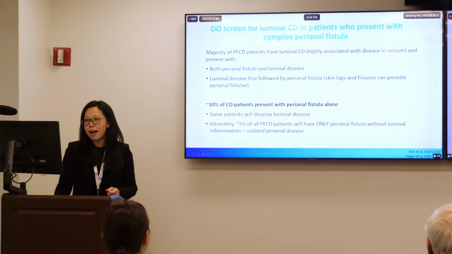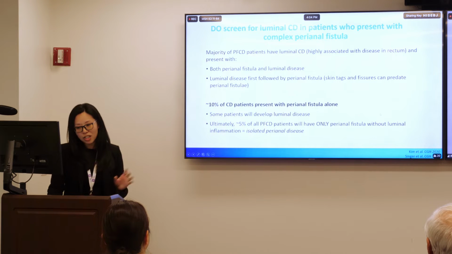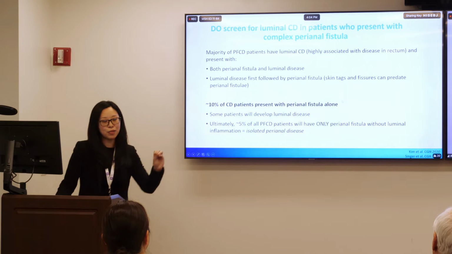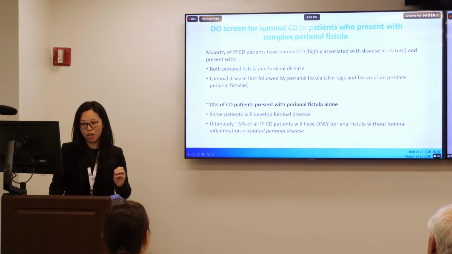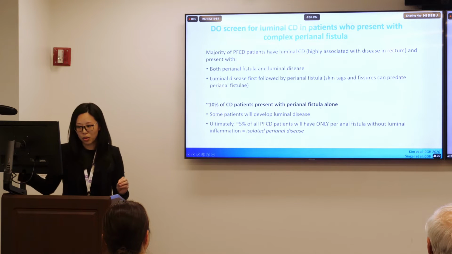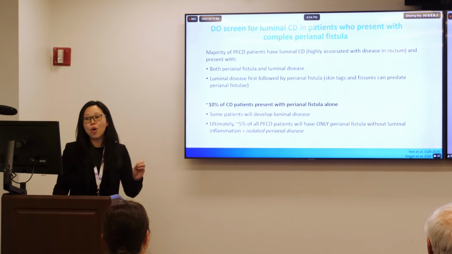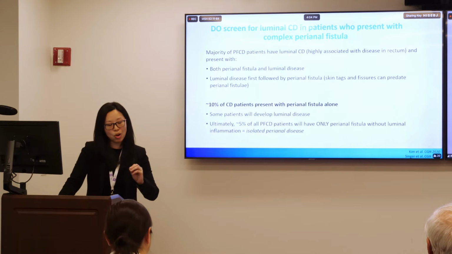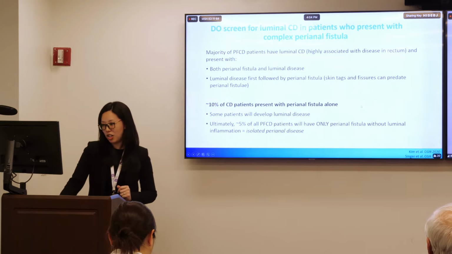In general, it's thought to be that about 10% of patients will present as first manifestation with perianal fistula alone. Some of these patients ultimately at diagnosis or along the way will develop luminal disease. Overall, it's thought that 5% of these patients will persist as only having perianal fistula without luminal inflammation. These are the isolated perianal disease patients.